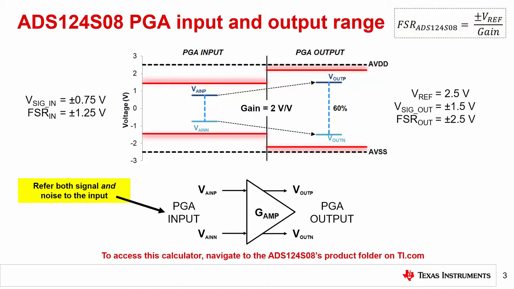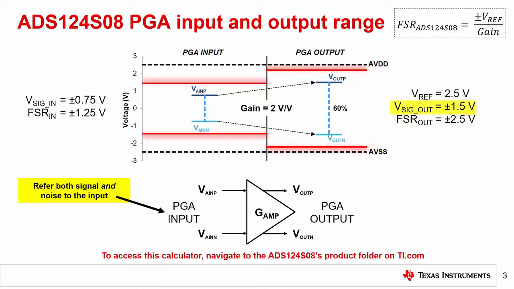To find the FSR at the PGA output, FSR-out, you would multiply this value by the amplifier gain such that FSR-out just equals plus or minus Vref. Assuming a 2.5 volt Vref and an example input signal, Vsig-in, of plus or minus 750 millivolts, the maximum gain you could use is 2 volts per volt as shown. This results in plus or minus 1.25 volts for FSR-in, represented by the red lines on the left, and plus or minus 2.5 volts for FSR-out, represented by the red lines on the right.